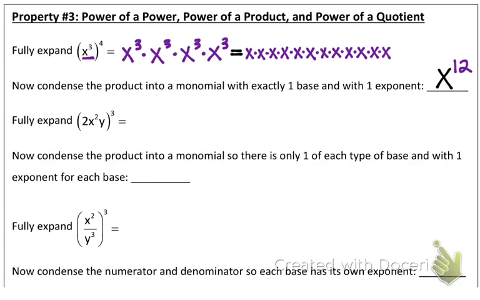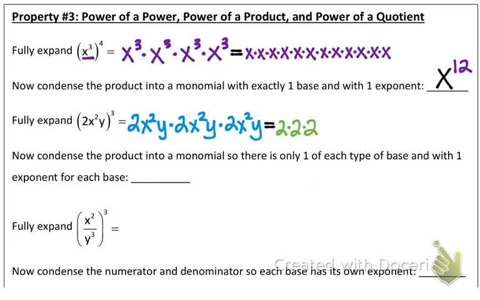In our next example, 2x squared y is going to be our base being raised to the 3rd power. Let's expand. 2x squared y our first, times 2x squared y the second, and 2x squared y the third. Now we need to condense this product into a monomial so there's only one of each type of base with one exponent. So before I do that, I'm going to rewrite this in order and group all of my like bases together. So I have 3 2's being multiplied. I have 3 groups of x squared, and I have 3 copies of y.